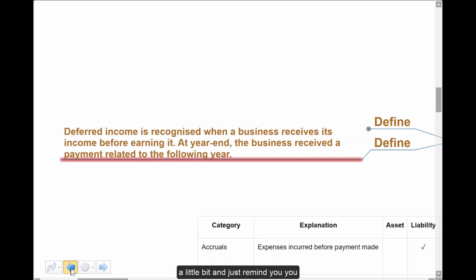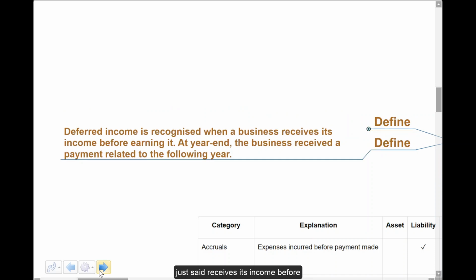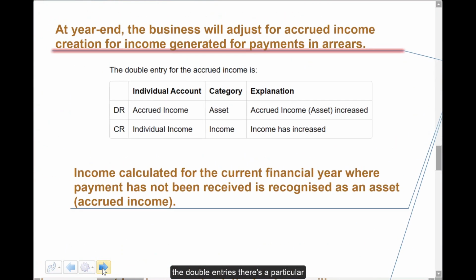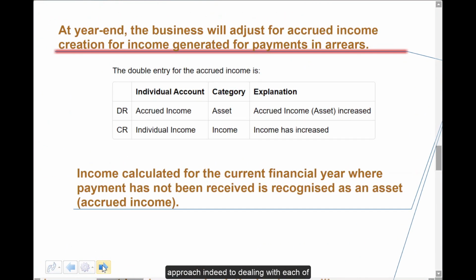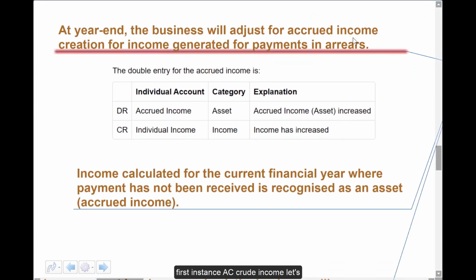So if I just go back a little bit and remind you, one's going one way, and the other's going the other way. Here, when a business receives its income in arrears after earning it, and the other, as we've just said, receives its income before earning it. Now we'll see as we walk down the double entries that there's a particular approach indeed to dealing with each of these different types of income. In the first instance, accrued income. Let's deal with that, okay?